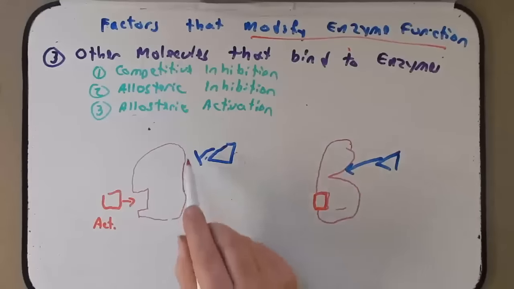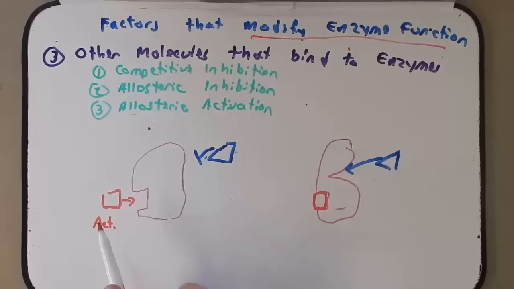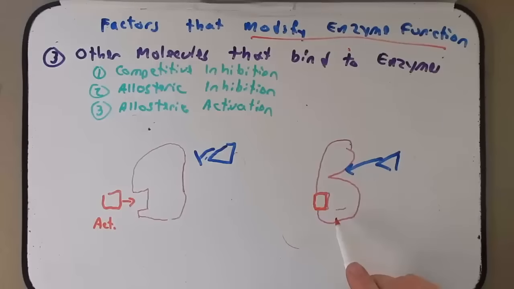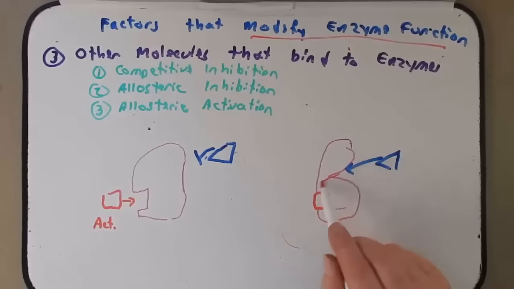So again, normally this enzyme isn't working, but our activator substrate binds to this other binding site. When it does that, it changes the conformation in such a way that it opens up the active site to allow the substrate to bind to the active site.